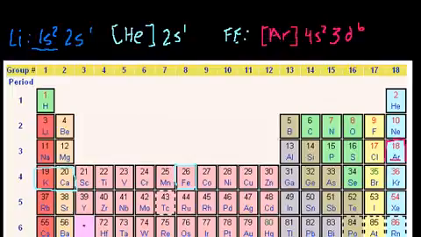In the case of lithium, you have one electron in your outermost shell, right? This is your outermost shell right here. You have one electron. And you could have done the same thing right there. In the case of iron, how many electrons in the outermost shell? Remember, the outermost shell is the period you're in. And this is the outermost shell.